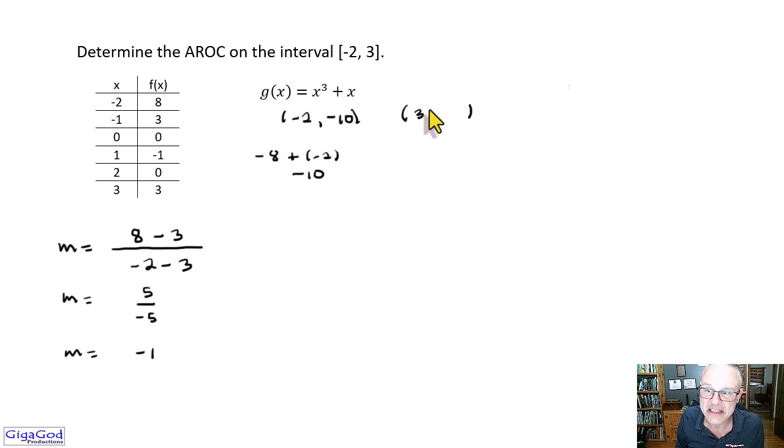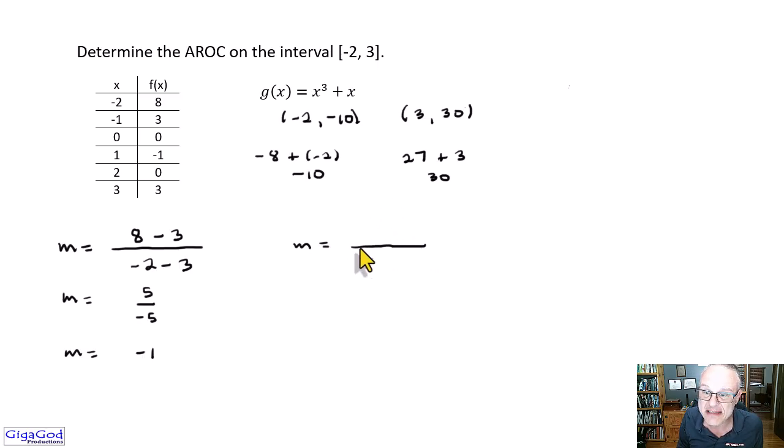Okay, now this one says we cube the number, that's 27. And then we add the same number. That's 30. Okay, now we have x values and y values, and now we can calculate the slope like we did a moment ago. All right, so let's calculate the slope.